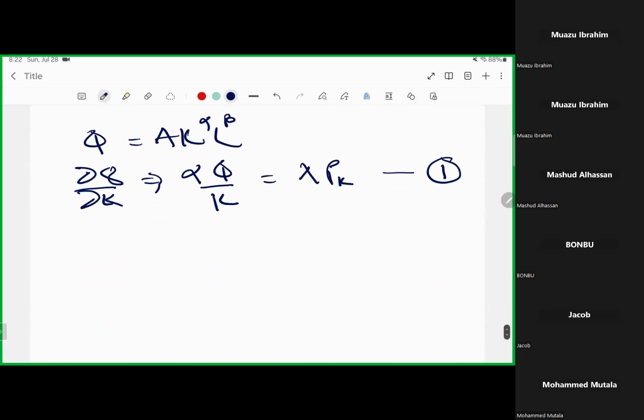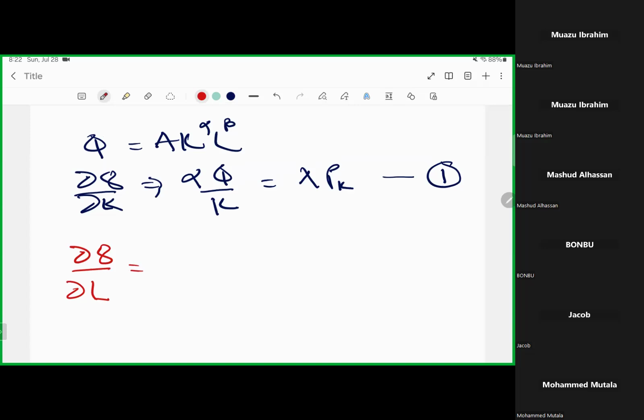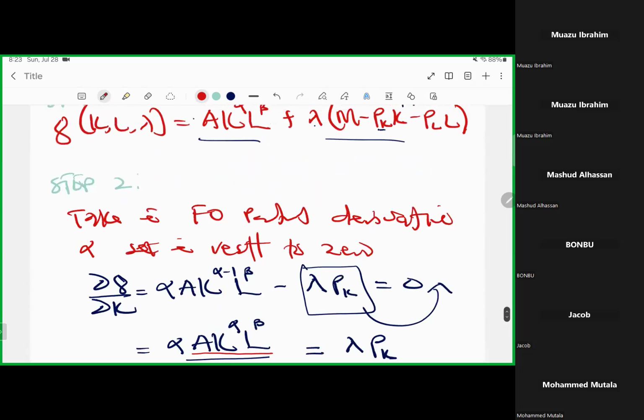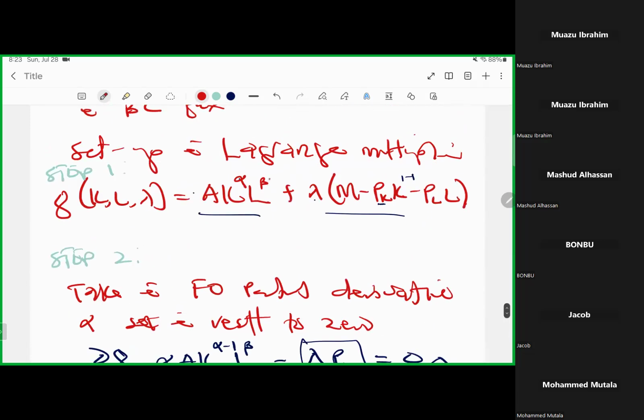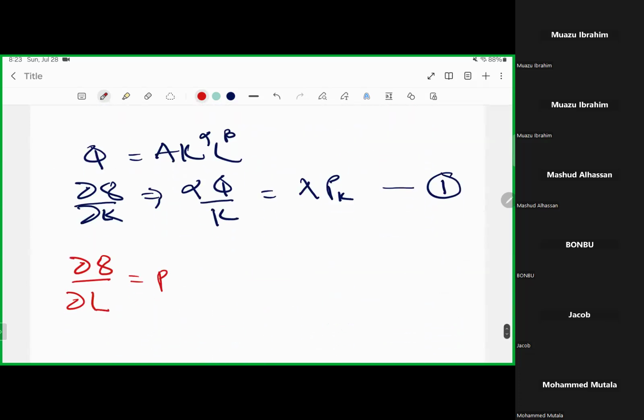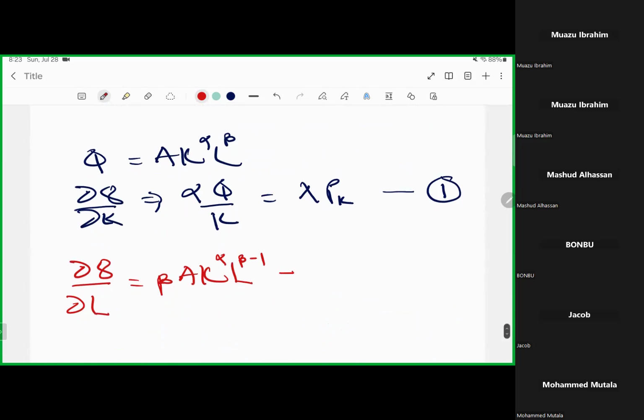What about the second one? The second one, we are going to differentiate with respect to labor. So here would be what? The beta will come here. So we will have beta A K^alpha L^(beta minus 1) minus.